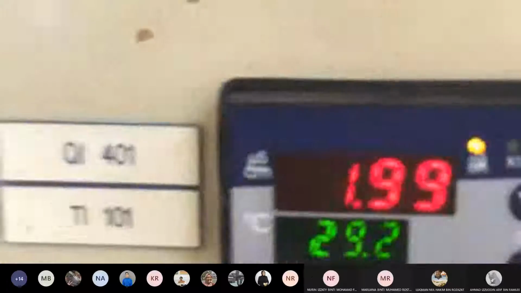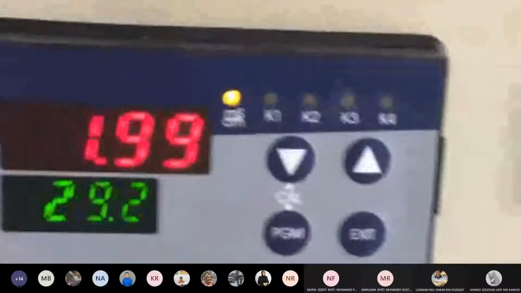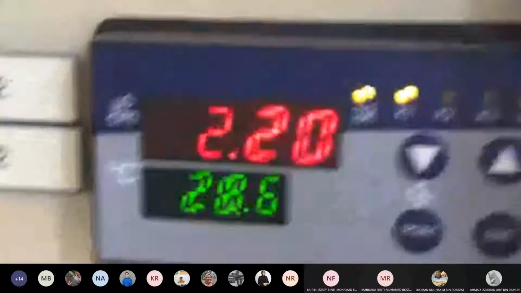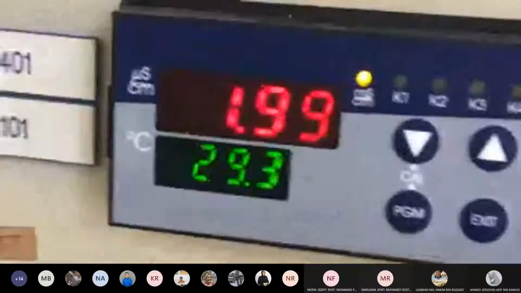Sebab PFR akan baca dua probe, dia ada in dengan out. Sebab CSTR dia the in and out is the same. The probe is inside the vessel. For PFR dia punya probe is at the outlet and inlet. Outlet at the top, inlet at the bottom. Sebab tu you will have indicator Q401, T401, this is inlet indicator, this is outlet indicator. Sama, dia monitor conductivity of sodium hydroxide.